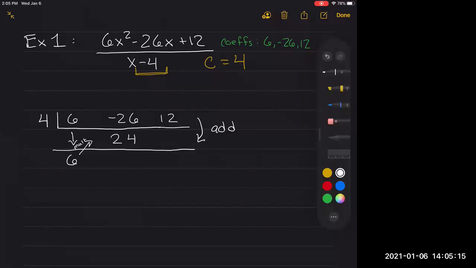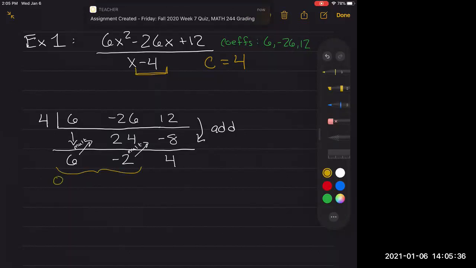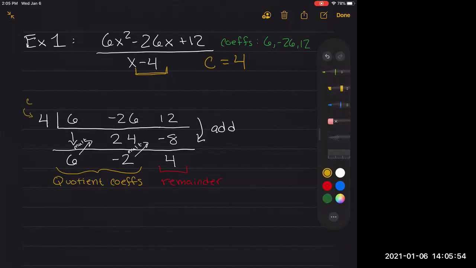And then we're going to add down. So negative 26 plus 24 gives us a negative 2. And then we're going to multiply. And negative 2 times 4 is negative 8. And then we're going to add down, and we get a 4. And now here, this will give us our quotient coefficients. And this will give us our remainder. And remember, we have our c here, and these are our coefs, or coefficients.